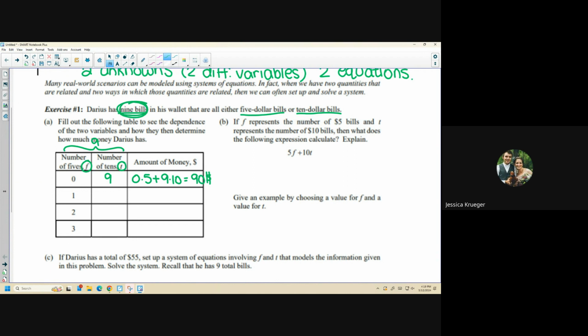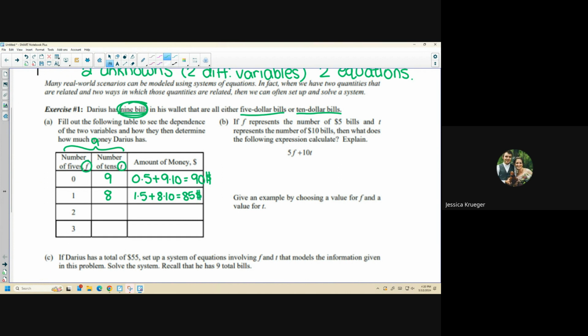Well, now let's suppose he has one $5 bill. That means the remaining 8 have to be $10 bills. So how much money does he have? Well, one $5 bill means I do 1 times 5. 8 $10 bills would be 8 times 10, and that gives me $85 in his wallet.